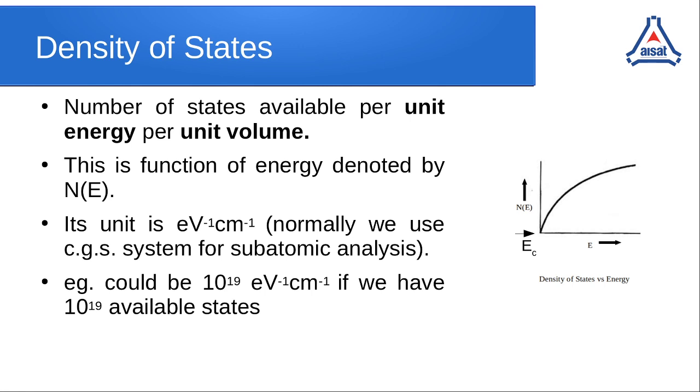Why centimeter? Because normally for subatomic values or analysis, we use the CGS system. So as an example, if you have 10 raised to 19 different states for a particular energy, per unit volume, then the density of state is 10 raised to 19 per electron volt per centimeter cubed, or eV^-1 cm^-3.